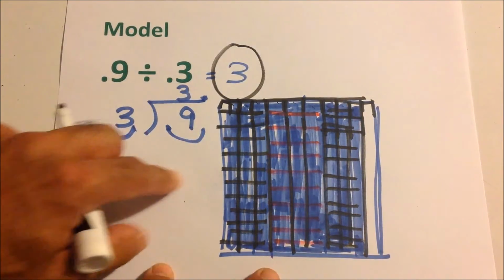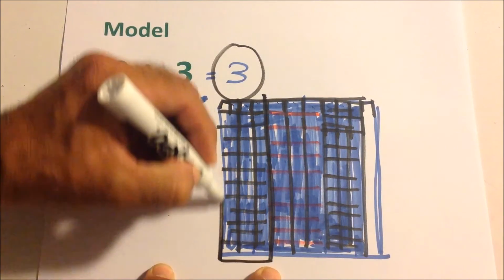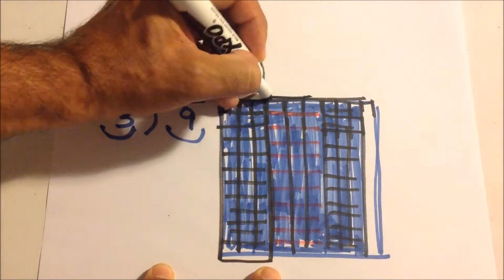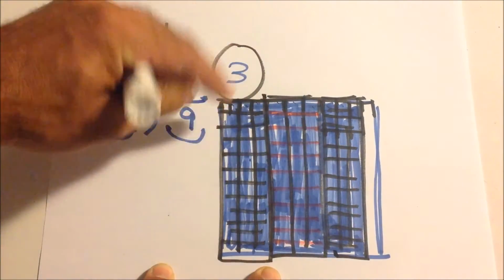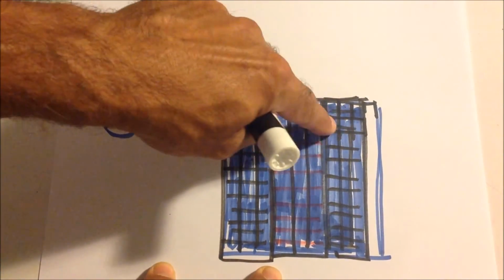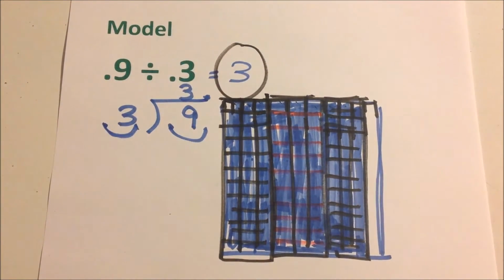So what we did is we had the 9, and we wanted now to take away 3/10ths. How many times can we do it? And we can do it 3 times. We did 3 over here, 3 over here, 3 over here. So we did it 3 times, and that's what we get, 3.